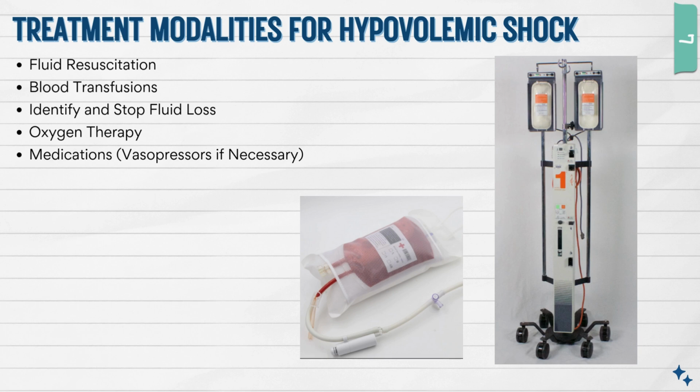We also want to provide oxygen therapy because whatever does get into our system, we want to make sure the blood is richly oxygenated. If we have lack of blood, then we want to make sure what little is in there is really well oxygenated so it's getting to the tissues, right? We also might be using medications like vasopressors to maintain that blood pressure. But for hypovolemic shock, number one is fluid resuscitation, blood transfusion. We need to add fluids.